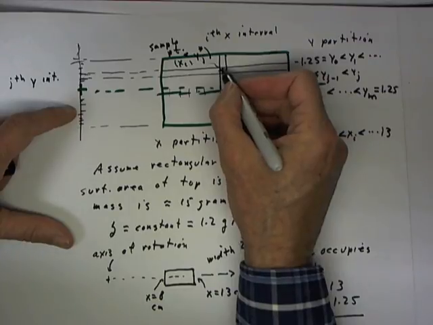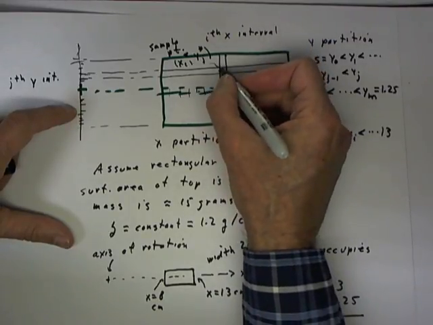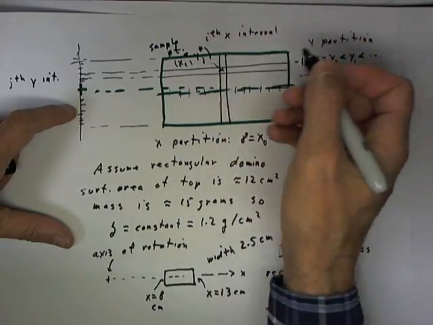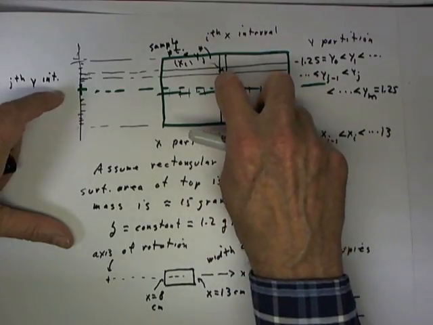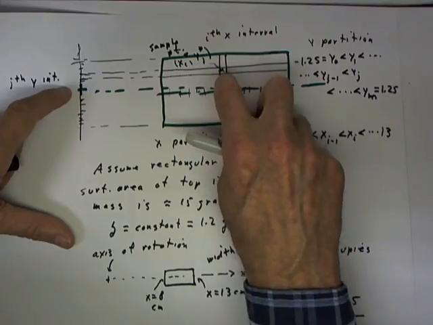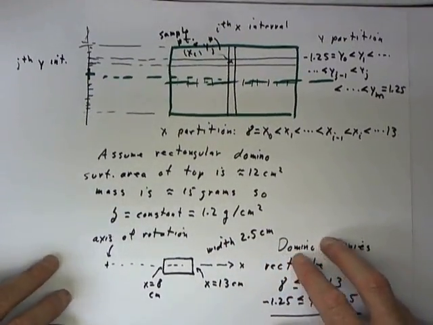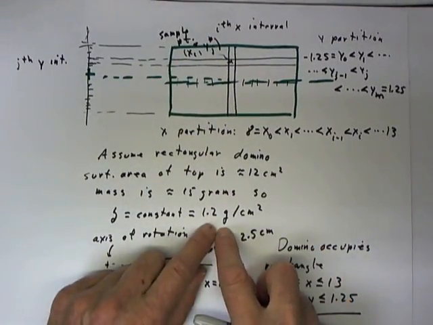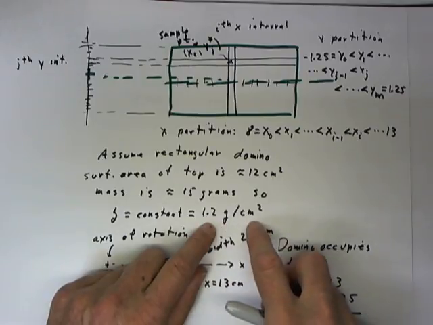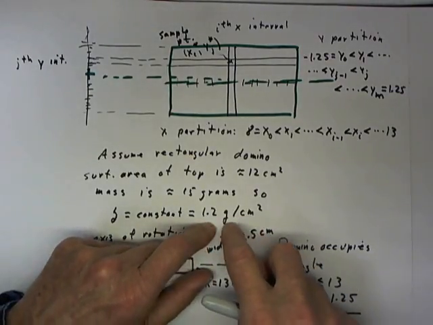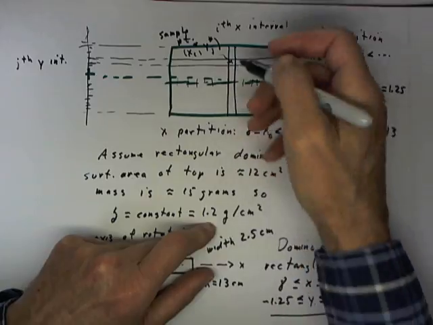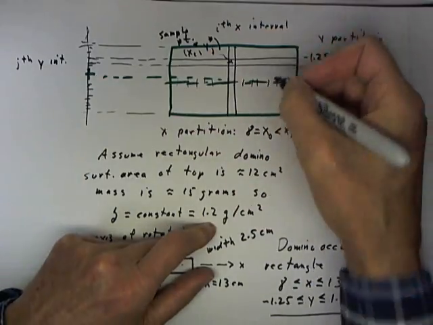To calculate the moment of inertia of this small interval, we have to determine first its mass, and that's going to be easy. We're going to multiply our delta x by our delta y to get the area, and we're going to multiply that by our density, which is always 1/2 gram per square centimeter. So that density is not going to depend in this case on our position on the domino.